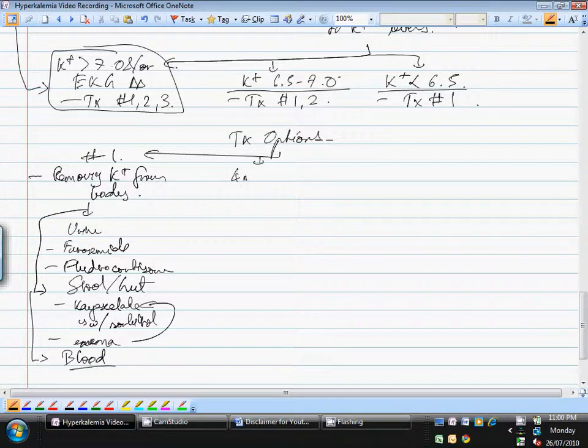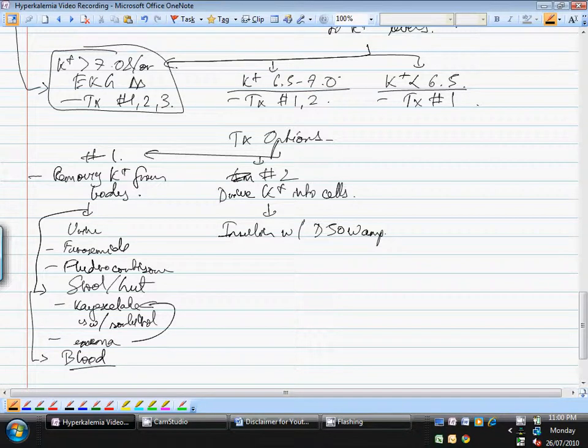Now, your treatment option number 2 is drive potassium into the cells. And there are 4 ways of doing that. You can use insulin. Usually use this with a D50W amp, so you don't cause hypoglycemia, because then you're just making your patient worse. You can use a beta-2 agonist such as salbutamol nebs, and both insulin and the beta-2 agonist work by stimulating sodium-potassium ATPase.